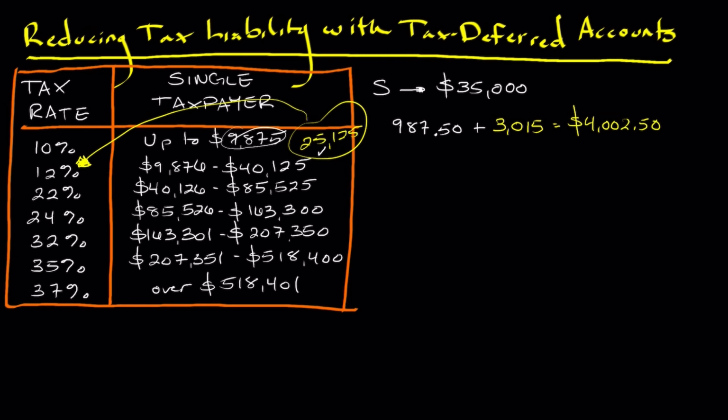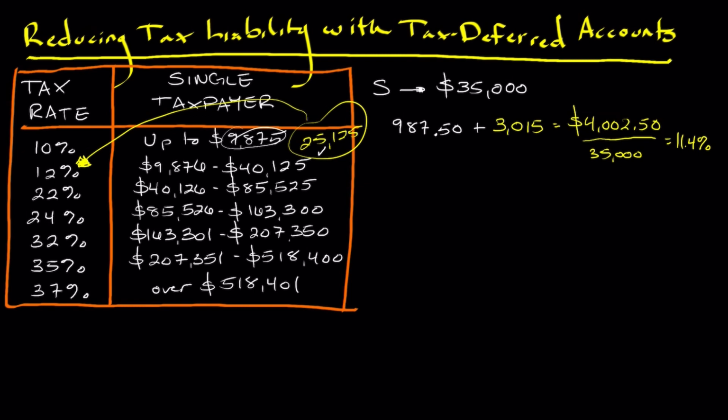Okay, now just for comparison purposes too, we're going to calculate our effective tax rate. So we're going to take that $4,002.50, divide it by the $35,000, and then converting it into percentage form, we're going to get 11.4%. So we are effectively paying 11.4% of our adjusted gross income in taxes.